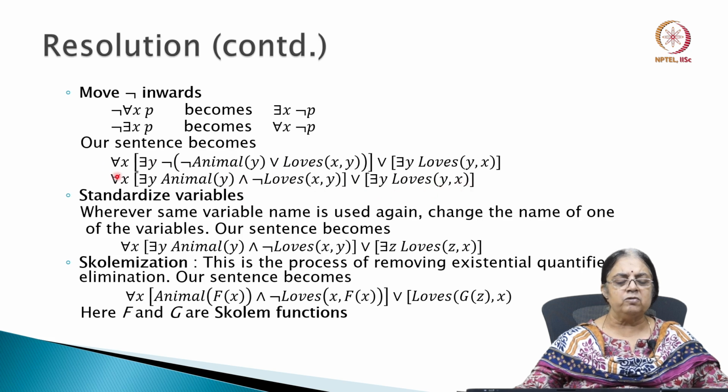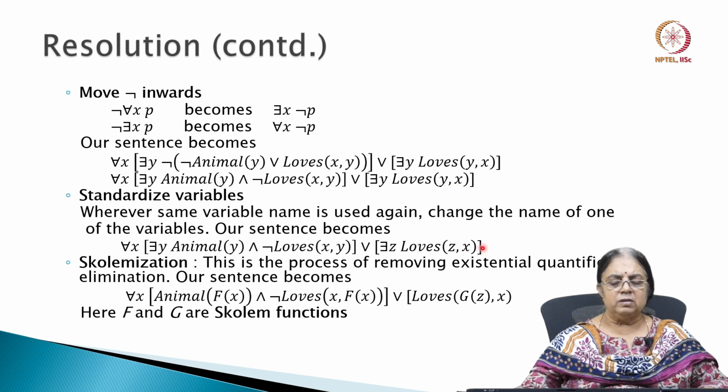So this is your sentence as of now, and you need to standardize the variables. In other words, use different variables, okay. The same variable name cannot be used again, okay. So for example, this Y and this is XY, okay, and here this is different, so you have to say Z here, ZX, okay. So this will become the sentence after you have standardized it.